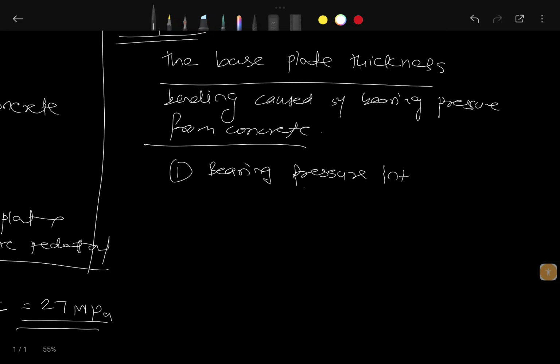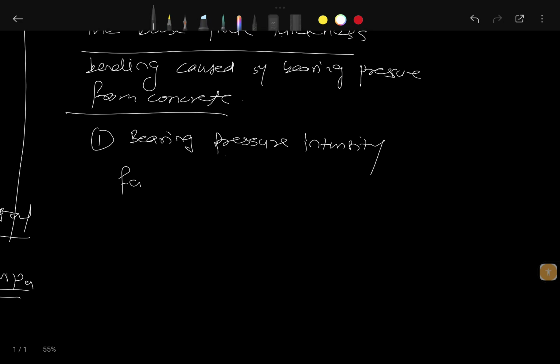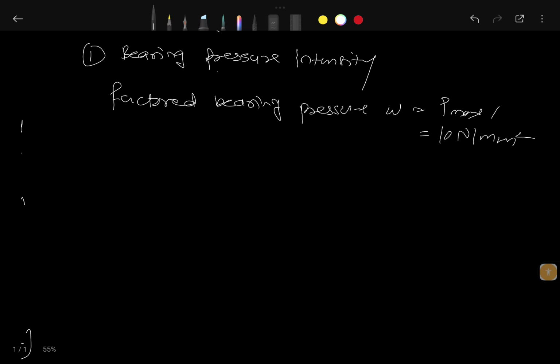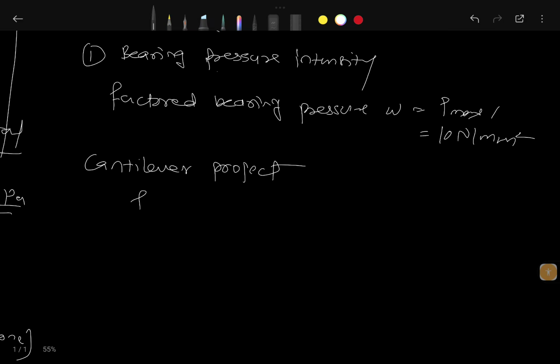Bearing pressure intensity. For that formula, the factored bearing pressure W is equal to P max, which is equal to 10 Newton per mm square. Or for cantilever projection, here we consider the cantilever projection. So projection beyond flange or projection beyond web.